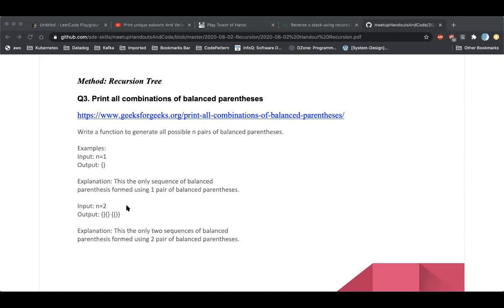I'll talk about the approach, but if anybody has any solutions using recursion, please feel free to share it. And if you want to share your code or talk about it, that's fine too.